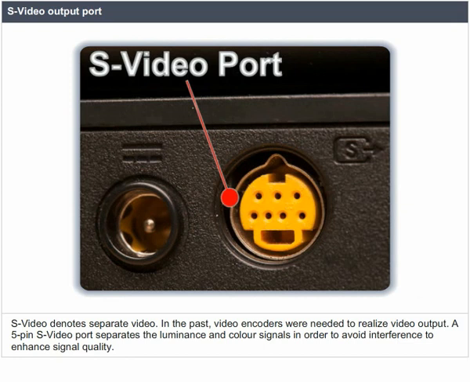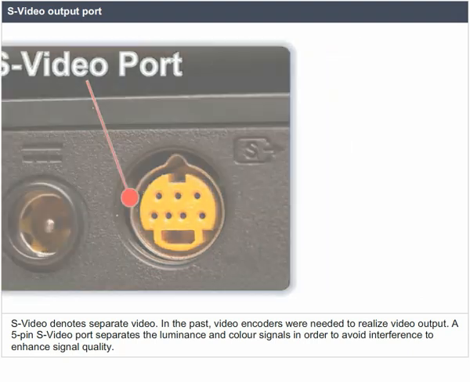S-video output port. S-video denotes separate video. In the past, video encoders were needed to realize video output. A 5-pin S-video port separates the luminance and color signals in order to avoid interference and enhance signal quality.